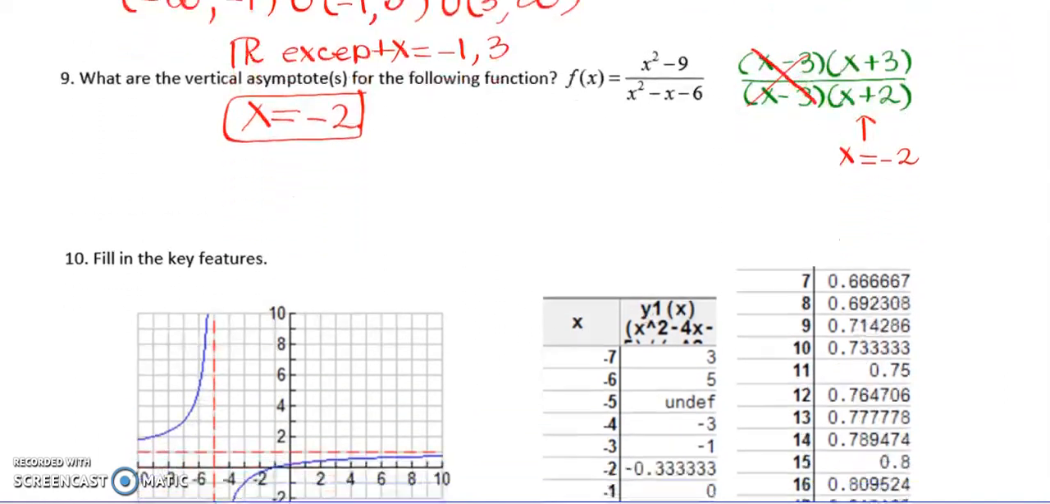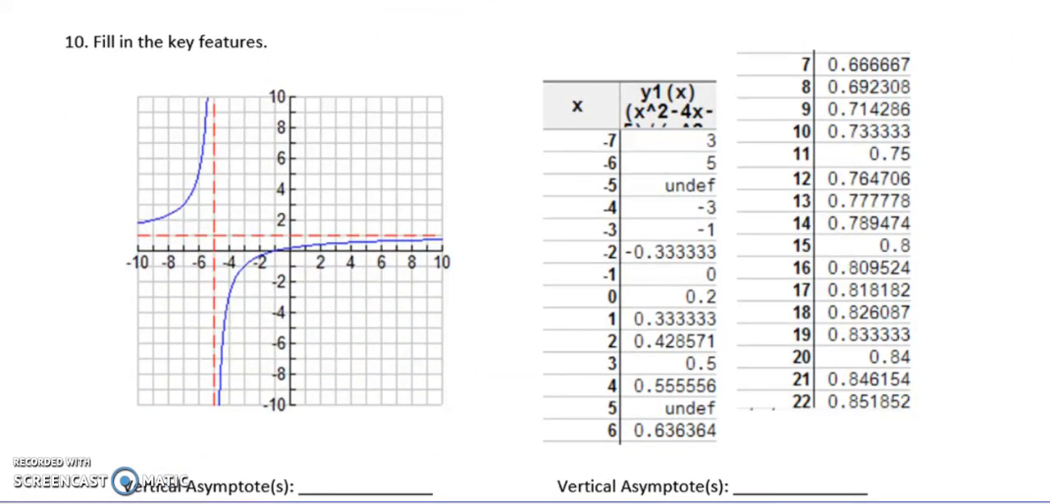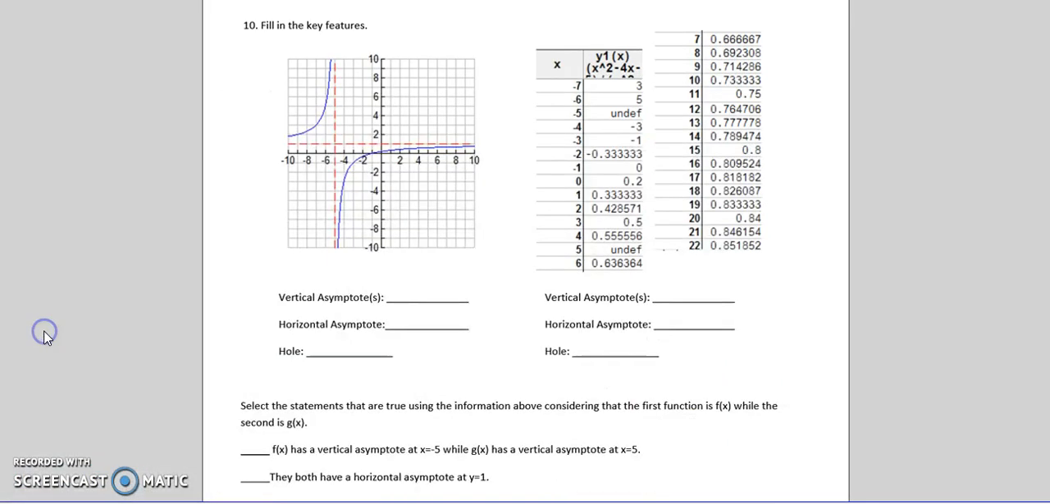Alright, number 10 says fill in the key features. So first we're going to look at a graph. So let me kind of zoom this out for us so we can see the graph and the question. So vertical asymptotes, the graph is nice because they draw them for you.